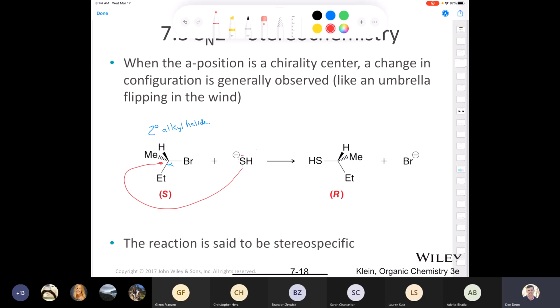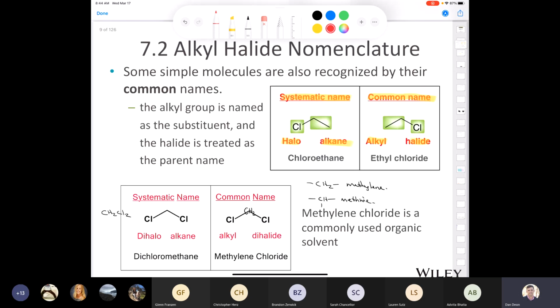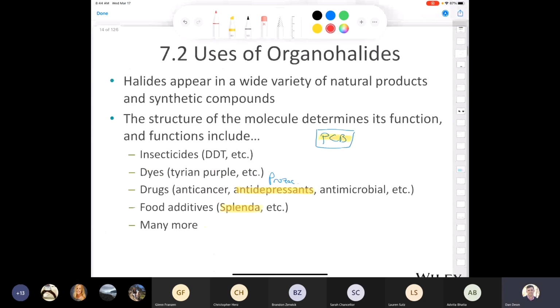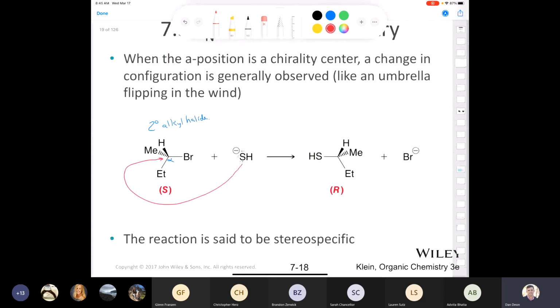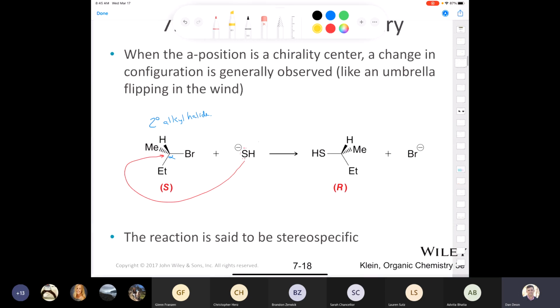And when it attacks from the back, it causes those groups to invert or flip. If you read the textbook, you would have seen that it flips like an umbrella in the wind. And that inverts or switches the stereochemical configuration at the chiral center. You see how all of these groups are on this face of the molecule. Well, after the nucleophilic attack occurs and the loss of the leaving group occurs simultaneously, we end up with the thiol on this side, and these groups are now on the other face of the molecule. If you don't believe me, you can evaluate the relative stereochemistry and see that it inverted. It went from S to R.